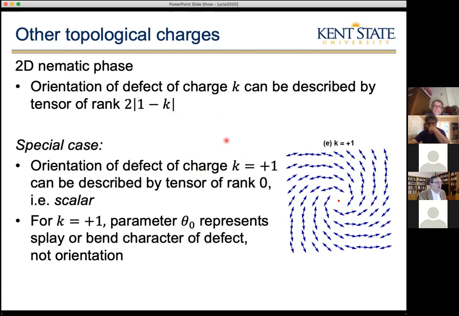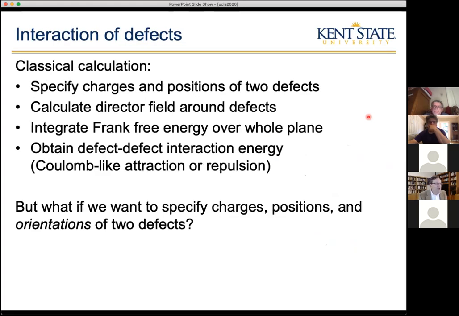Okay, so that is geometry. That is just descriptive, describing what's happening in the defects. Now, what about more physical properties, like what Robin was asking about a couple minutes ago, of the interaction between defects? There is a classical calculation for the interaction between defects in a 2D nematic phase.